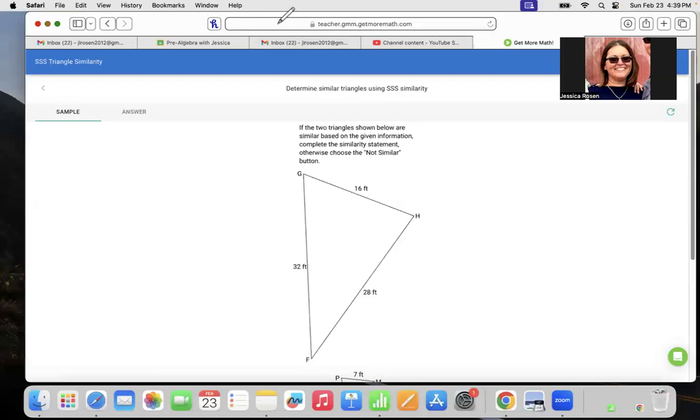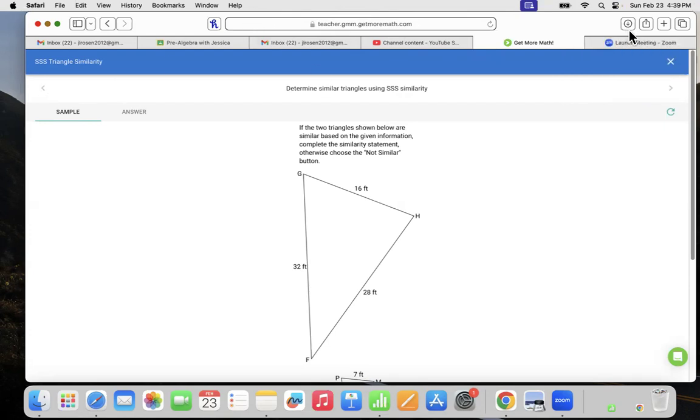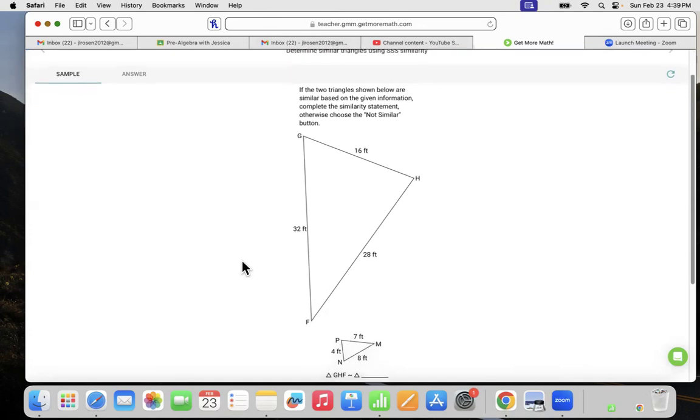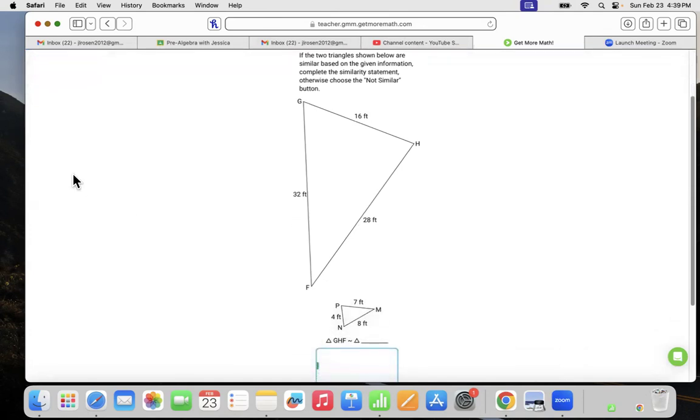All right, we've talked about angle-angle similarity. We've talked about side-angle-side similarity. Now we're going to talk about side-side-side similarity. So again, they all are exactly what they sound like. If it's angle-angle, you're looking at two angles. If you're looking at side-angle-side, you're looking at an angle between two congruent sides. And now we're looking at side-side-side similarity. We're looking at all three sides.